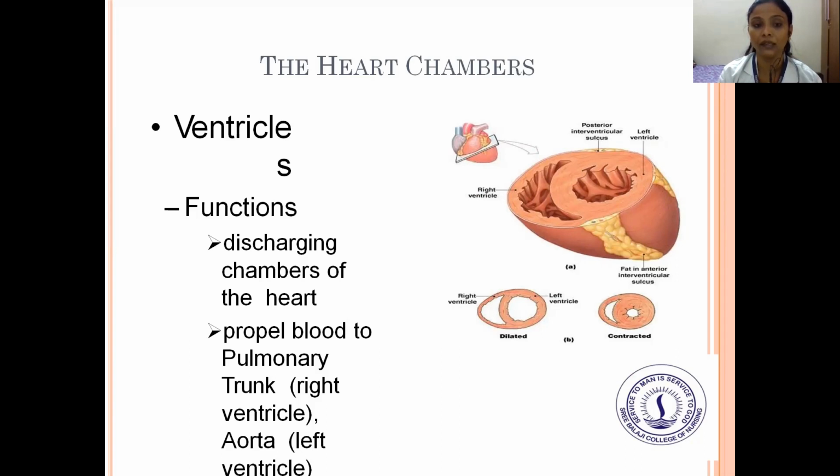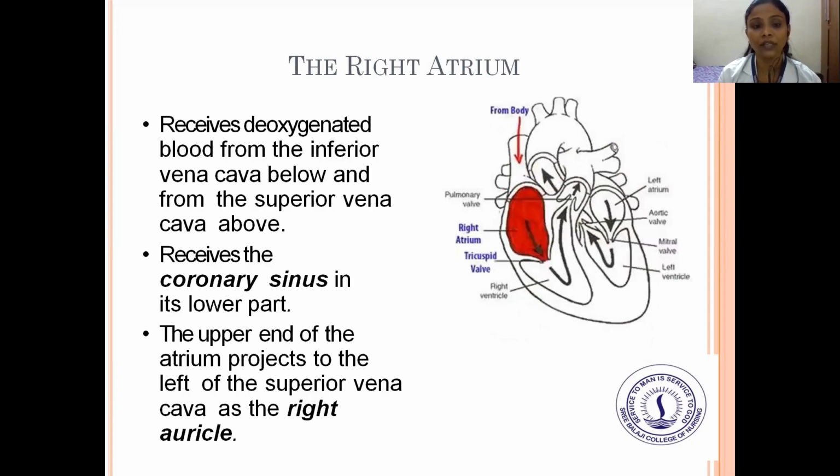And then functions: discharging chambers of the heart, propelling blood into the pulmonary trunk from the right ventricle and the aorta from the left ventricle. The right atrium receives deoxygenated blood from the inferior vena cava below and from the superior vena cava above. It receives the coronary sinus in its lower part. The upper end of the atrium projects to the left of the superior vena cava as the right auricle. You can see here in this picture the red mark. It shows the right atrium, tricuspid valve, and blood from the body. So it gives you the right auricle.